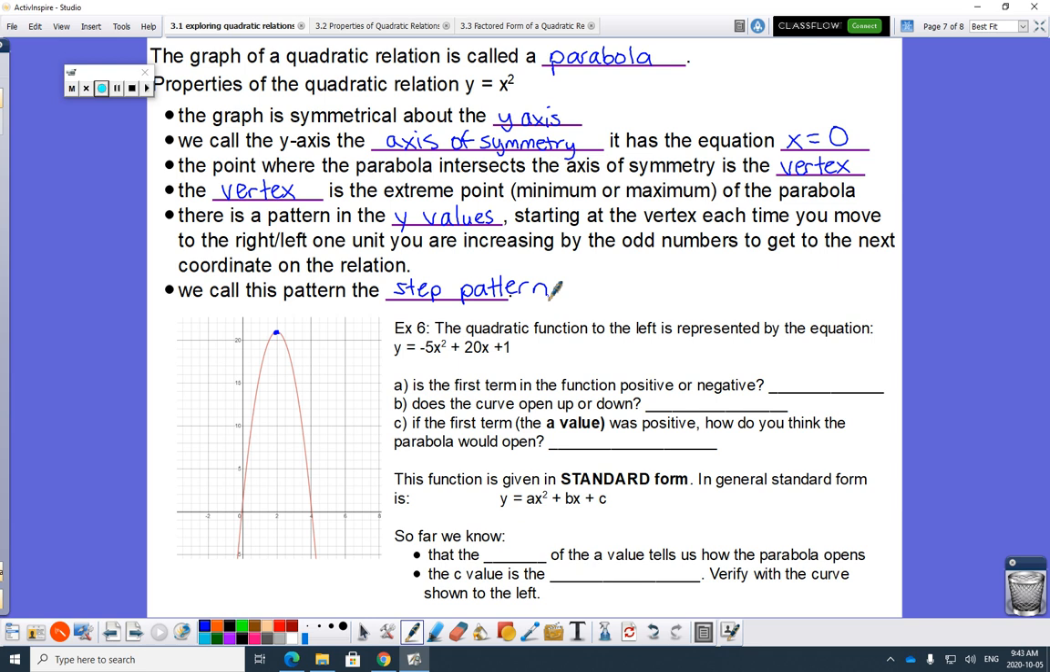For chapter 3, we'll give you the equation and probably the parabola, but you could do this with either. So this parabola goes with this equation here. Is the first term in the function positive or negative? Negative, yes. Looking at the parabola you're given, does it open up or down? Down. Okay, so the first term, which we're going to call the a value over and over again, for now is going to affect whether it's up or down. If the a value was positive, then the parabola would open up.